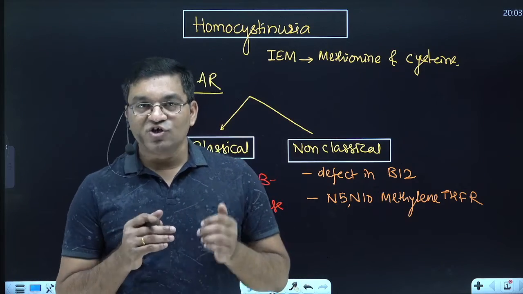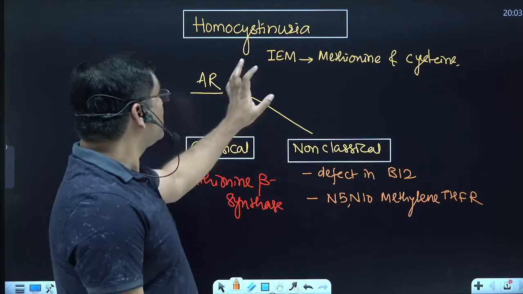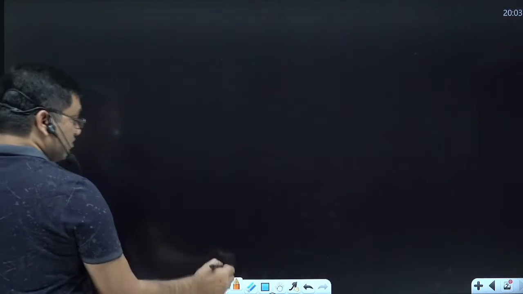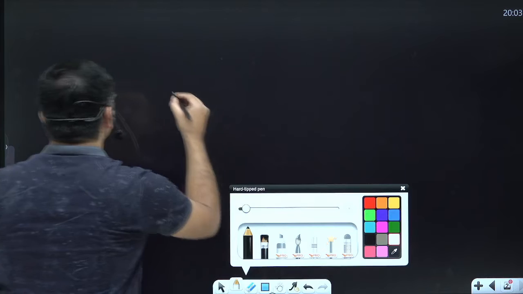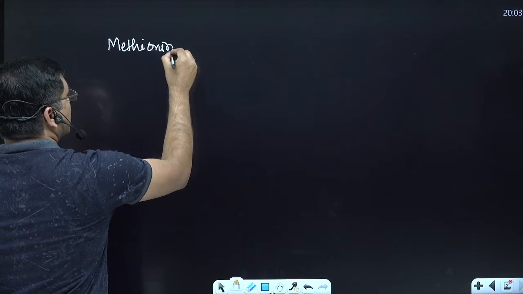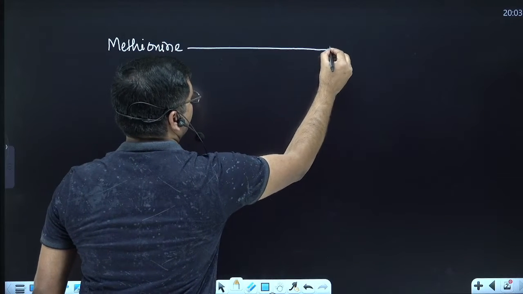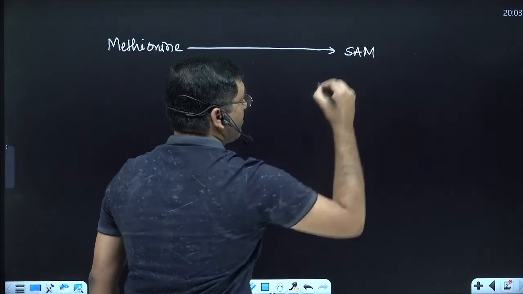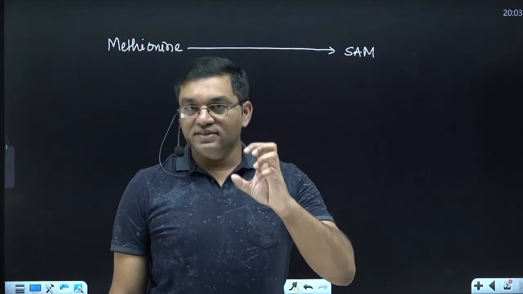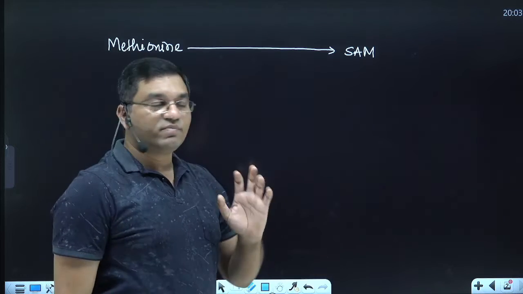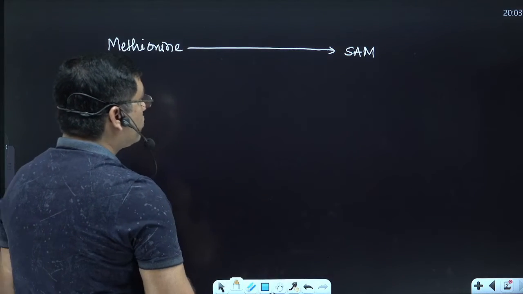Before going to the discussion of homocystinuria, you must know the methionine and cysteine metabolism. So let's discuss it. In this metabolic pathway, methionine is converted into S-adenosyl methionine, SAM. S-adenosyl methionine is an active methyl group donor.